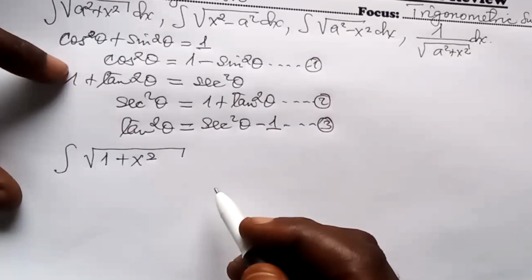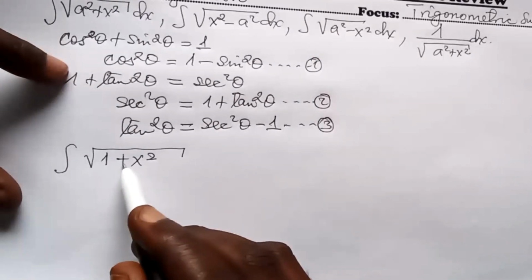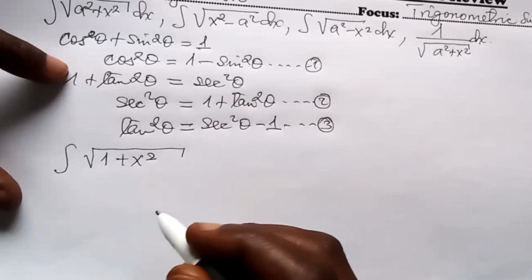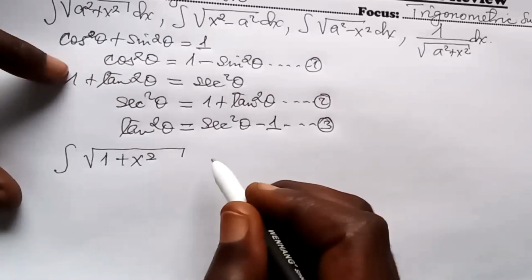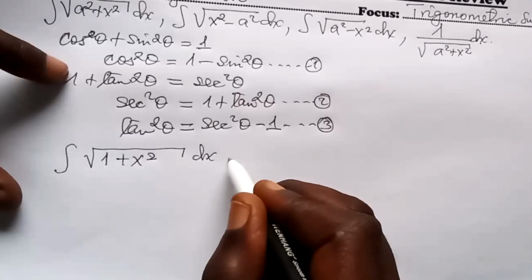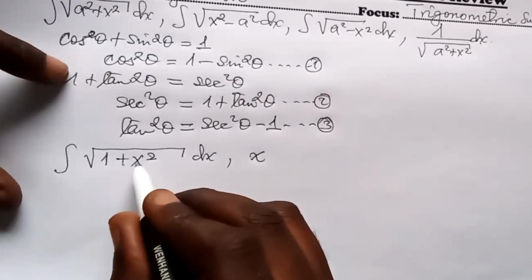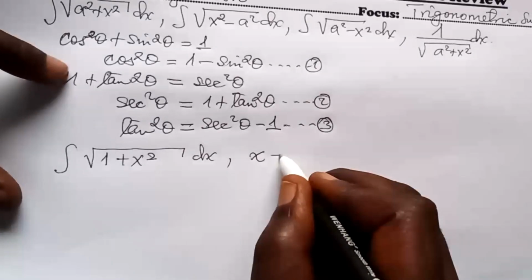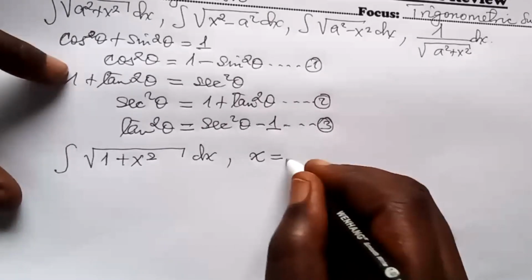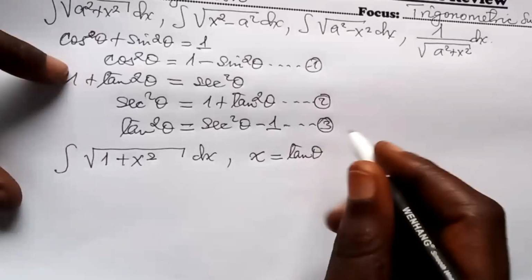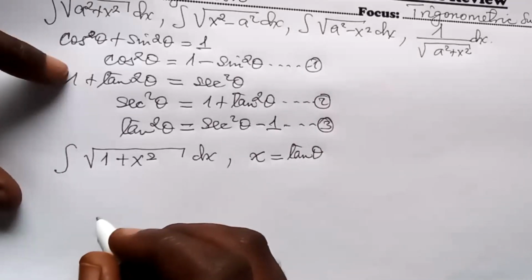So take note, wherever there is a plus sign between the two squares, you would use tan theta, in which case my substitution will be that x, the square root of the variable term here, equals tan theta. And from there you do your substitution and integrate.